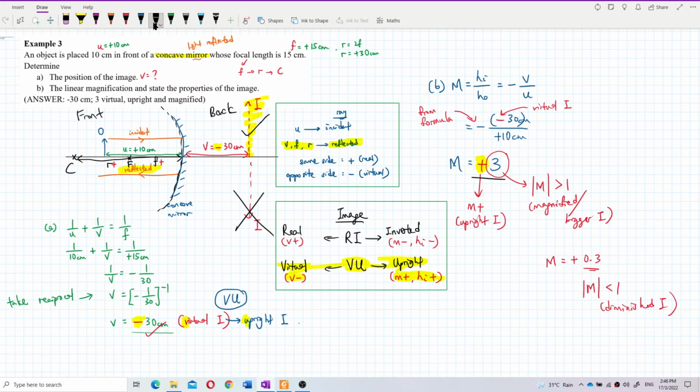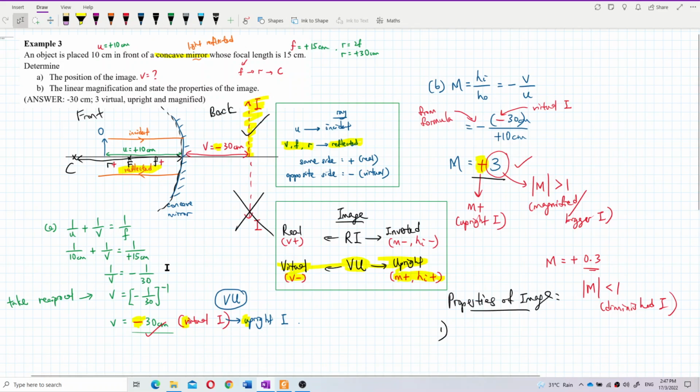Okay, so now the answer: what's the linear magnification? It is positive 3. Is it correct? Yeah, 3, that's correct. My answer is correct. So positive 3. And then what are the properties of the image? The properties of the image: number 1, virtual image. Look here, it is a virtual image.